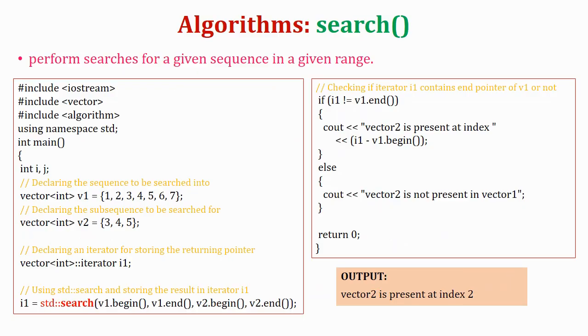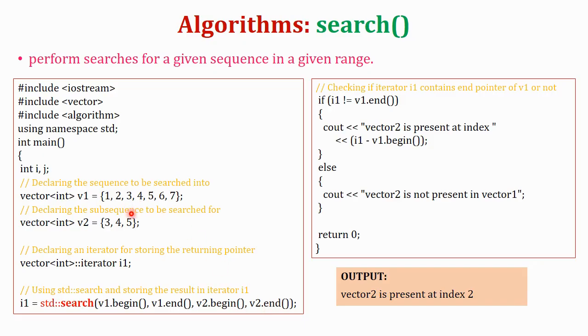And next one is the search function. It performs a search for a given sequence in the given ranges. For example, vector v1 has some values, and vector v2 has some other values. Next, we are creating an iterator reference. Search is an inbuilt function. The first parameter starts from begin. We are going to search in the first vector, then the second vector's begin and end.